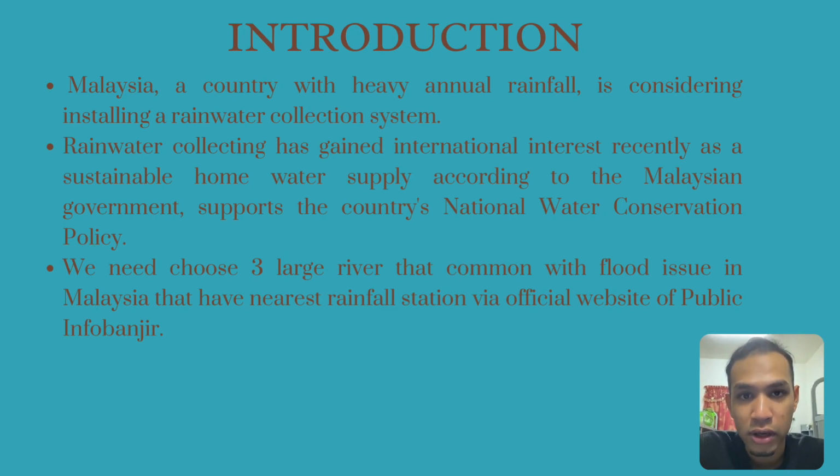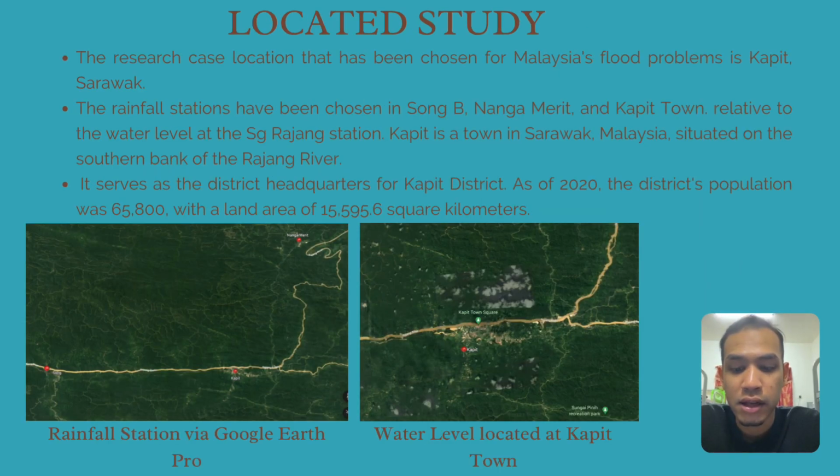For this project, we need to choose three large rivers that are common with flood issues in Malaysia and that have a nearest rainfall station via the official website of Public Info Banjir. The research case study chosen for the Malaysia flood problem is Kapit, Sarawak. The rainfall stations chosen are Songbi, Nanga Meri and Kapit Town, relative to the water level at the Sungai Rajang station.